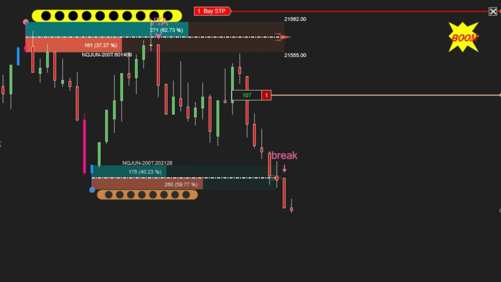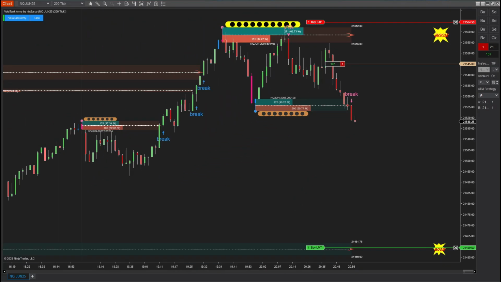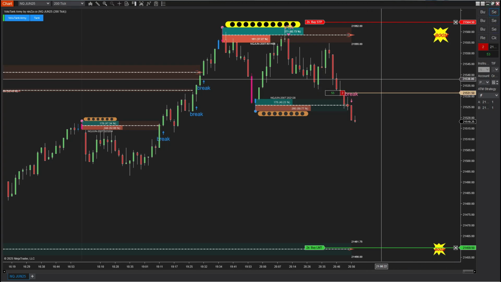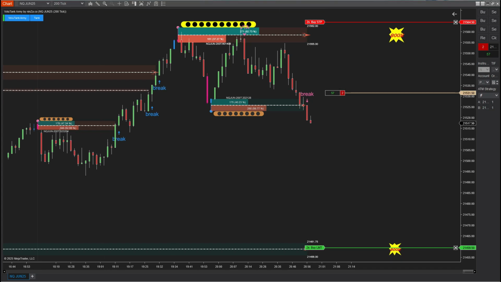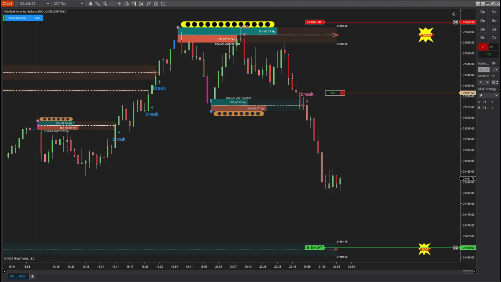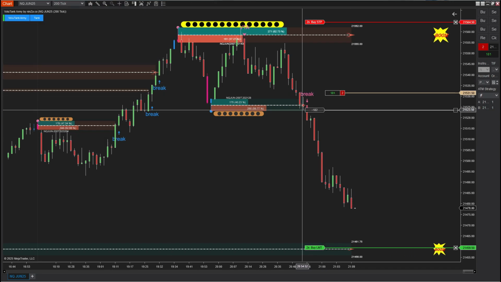As price starts to move down, it approaches a previously formed demand zone. However, this situation plays out similarly to the earlier breakup scenario, but in reverse. Price touches the demand zone, but shows no bullish reaction. Instead, it forms a series of strong bearish candles, eventually breaking through the demand zone entirely.